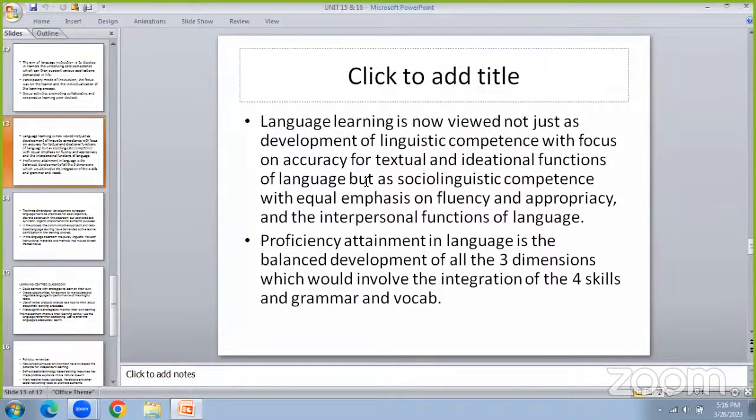These are the three dimensions which are realized after a course is finished, especially an English course, for the one who is learning English. Proficiency attainment in the language is balanced development of all these three dimensions, which would involve the integration of the core skills along with grammar and vocabulary. So you understand, guys, learning language is not viewed just as linguistic competence. Proficiency means all these three are to be mastered by the learner.